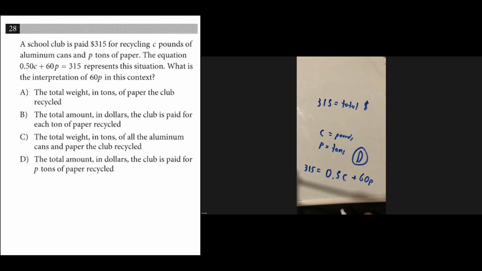The total amount in dollars the club has been paid for P tons of paper recycled. For 60P, P is the number of tons, and 60 is the price per ton. So once you multiply them, it's the total amount you get paid for paper.